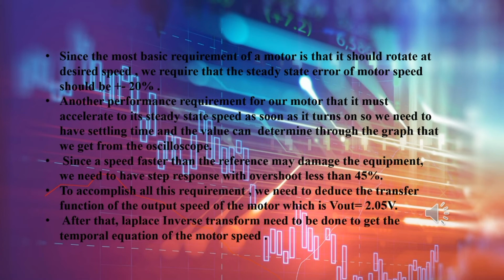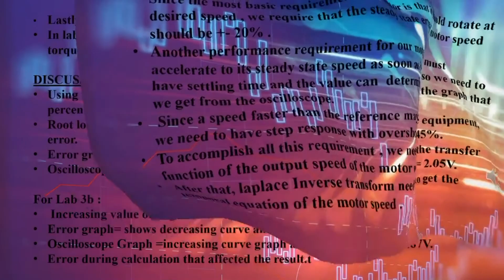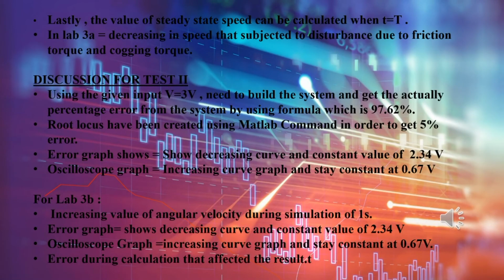Since a speed faster than the reference may damage the equipment, we need a step response with overshoot less than 45%. To accomplish all these requirements, we need to deduce the transfer function of the output speed of the motor, and we get the result velocity out equal to 2.05 volt. After that, the inverse Laplace transform needs to be done to get the temporal equation of the motor speed. Lastly, the value of the steady state speed can be calculated when time is equivalent to the time constant.